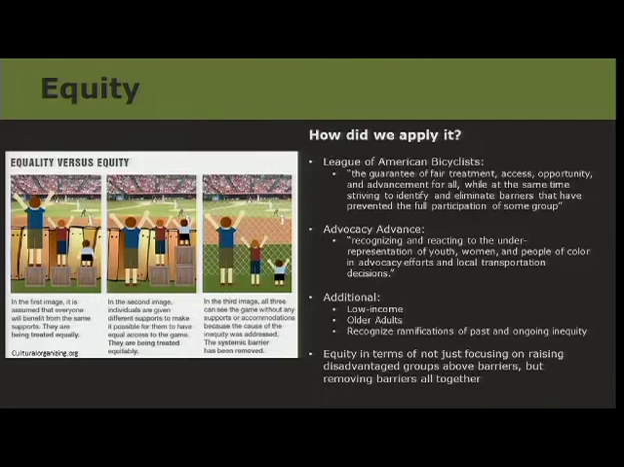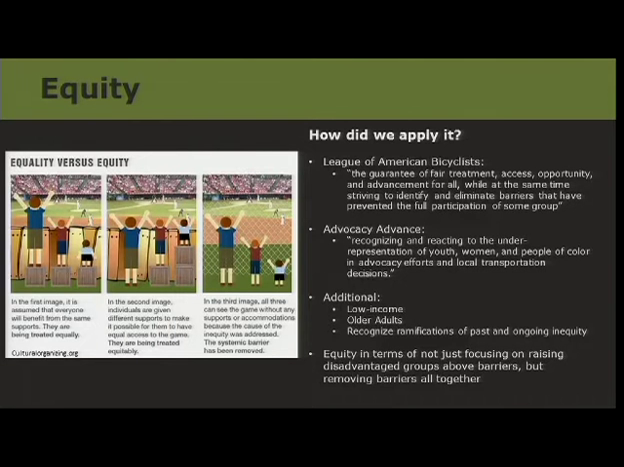How we're applying this: when we sent out this survey to bike share owners and operators, we gave them some definitions from the League of American Bicyclists and Advocacy Advance, basically telling them this is how we're framing it. You have populations that are disadvantaged, and many different groups of people. You have people of color, women, low-income populations, older adults. Any one of these populations can experience some kind of barrier when it comes to accessing bike share.